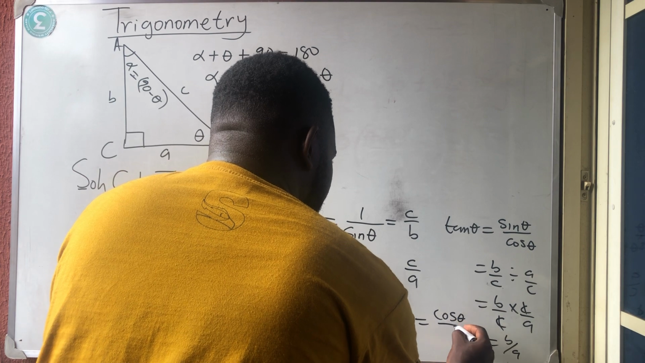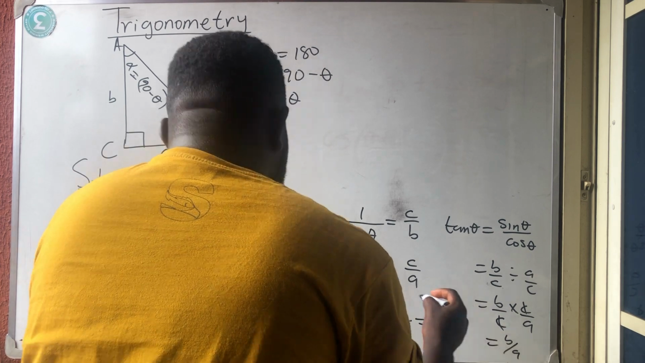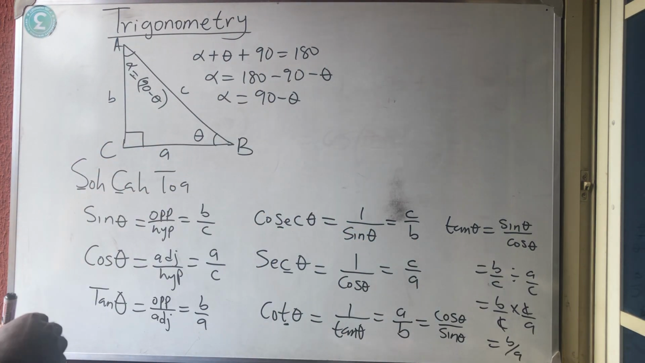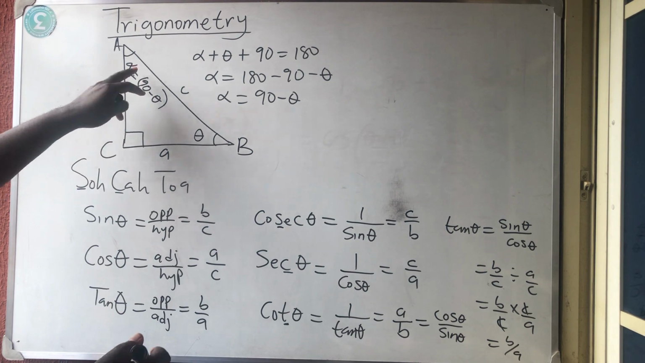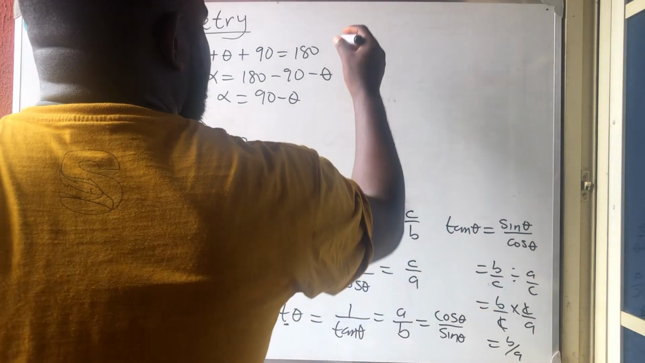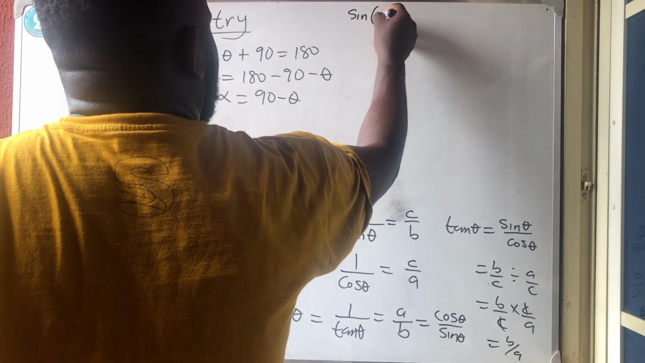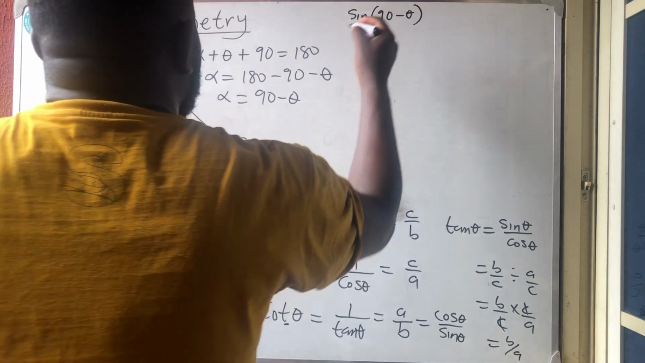Cos theta over sine theta. Okay, so these are very, very important. So the next one we need to look at, let's look at this angle now at this side. So let's take sine 90 minus theta, which is this angle now.